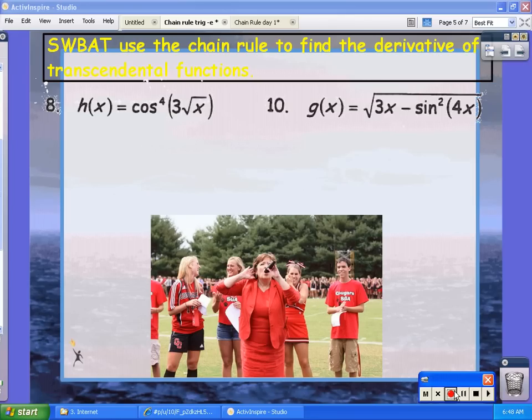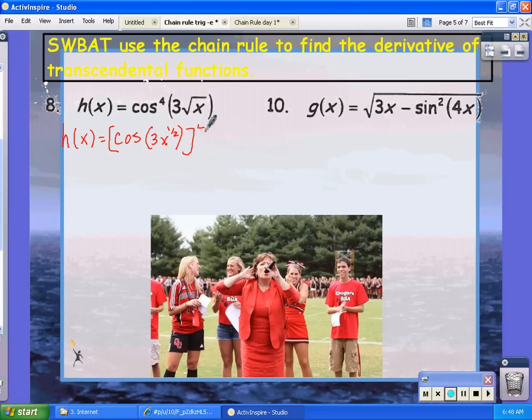Alright, let's take a look at a couple more problems. Number 8, notice that the power is written on the cosine, so we're going to do a rewrite before we find the derivative, because this is the same thing as the cosine of 3x to the 1/2 power to the 4th. So notice I rewrote the square root of x as x to the 1/2 power. The derivative, I'm going to do the power rule, so I have 4 of the quantity. This is the part where I leave the inside alone, to the 3rd power. That's the derivative of the outside.